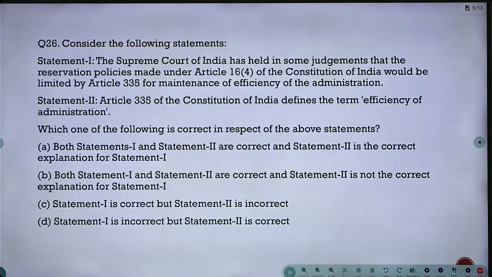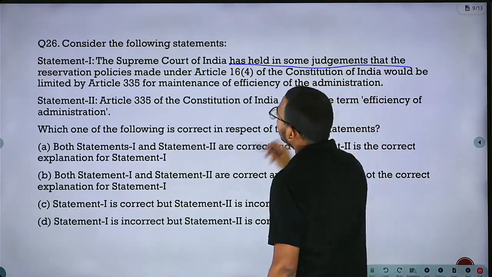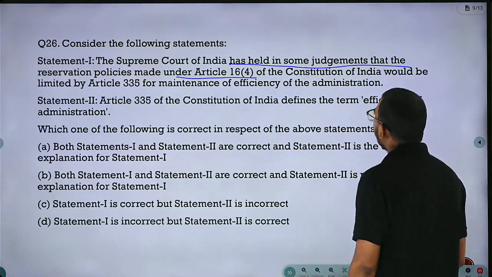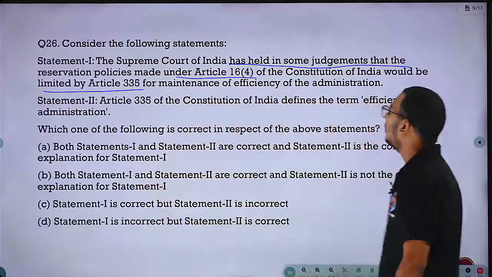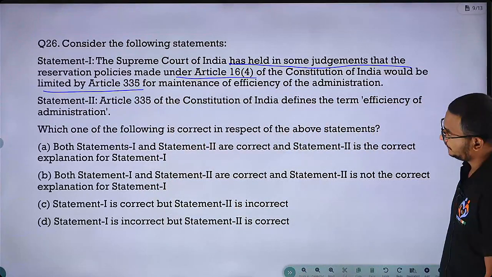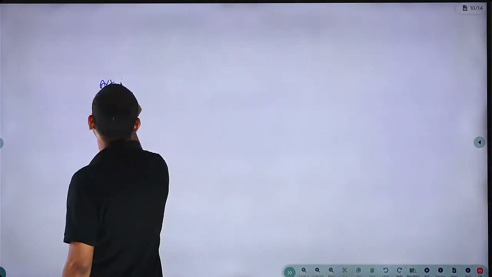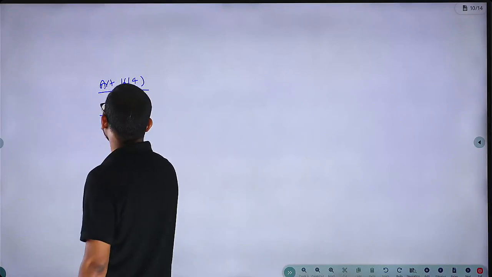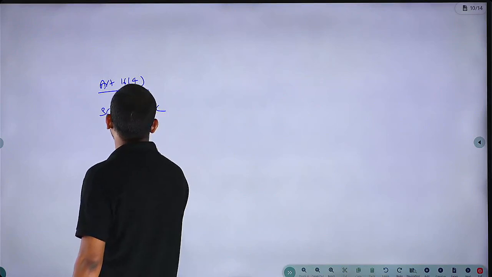Next, consider the following statements. The Supreme Court of India has held in some judgments that the reservation policy made under Article 16 clause 4 of the Constitution of India would be limited by Article 335 for maintenance of efficiency of the administration. Okay, here he is talking about two articles, guys. First one is Article 16 clause 4, which provides reservation for SC, ST and OBC in government jobs.